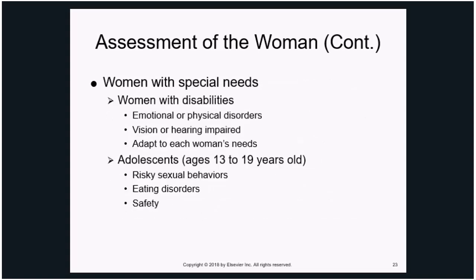Women with special needs, so women with disabilities, could have emotional or physical disorders, or vision or hearing impairments. Adapt to each woman's needs. In some hospitals, there should be some ability to adapt to the woman's needs. Adolescents, age 13 to 19: be aware of risky sexual behaviors, assess for eating disorders, and safety.